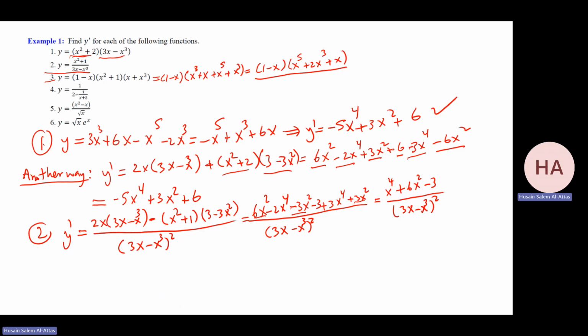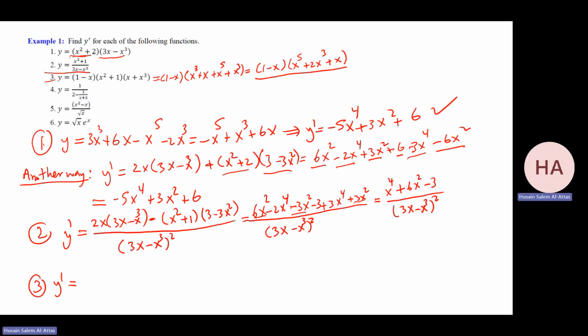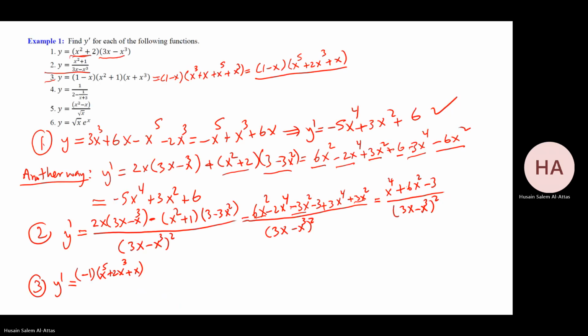I did not do any derivative. Now number 3. Y prime will be what? Now it's a product rule. Derivative of the first, minus 1, times the second, plus the first times derivative of the second, which is 5x to the power 4 plus 6x squared plus 1.